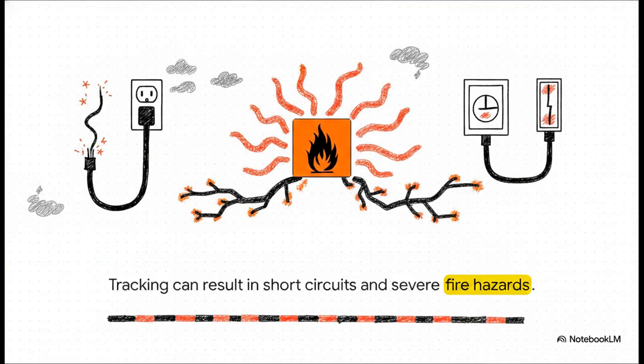And the real danger, the absolute worst-case scenario here, is when that tracking current sits just slightly lower than your fuse rating. The power doesn't cut off. Instead, it leads directly to a severe fire hazard. The appliance just keeps drawing power through that newly formed carbon path, generating immense heat. Because the current isn't quite high enough to trip the breaker or blow the fuse, the material literally just burns.